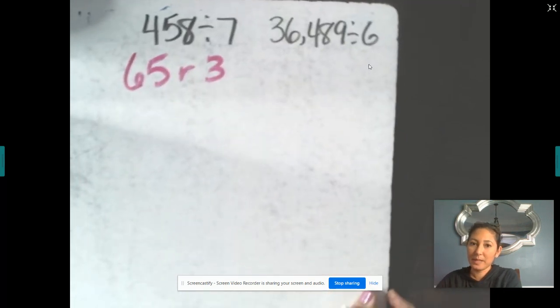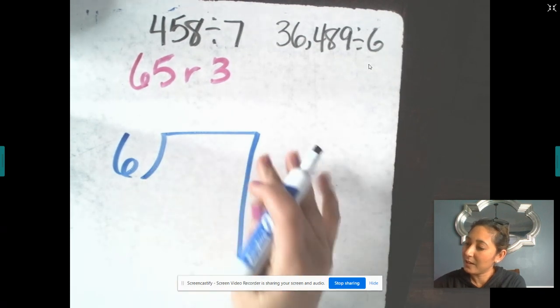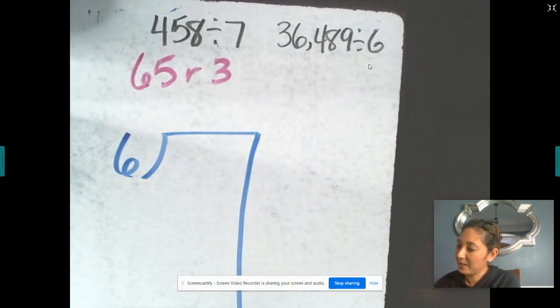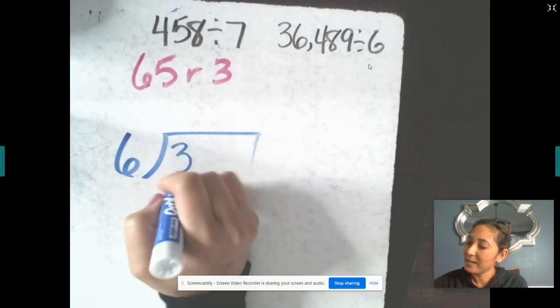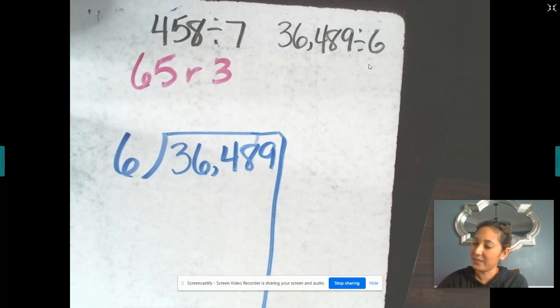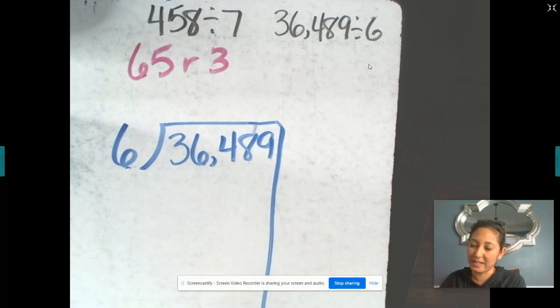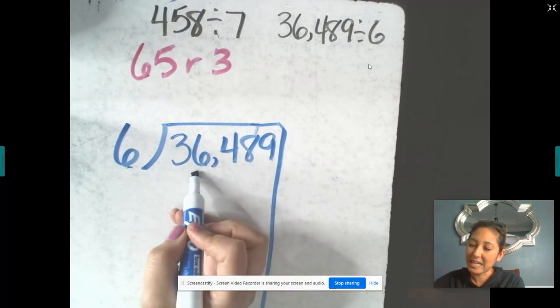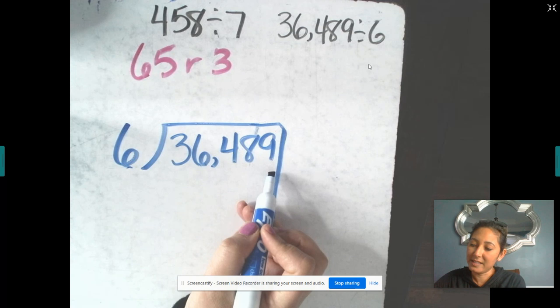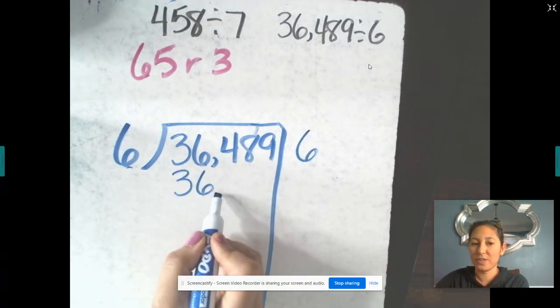And then the next problem is a 10,000s division problem. So let's set up the big 7. Might need a little bit more room than that. 36,489. There we go. And, off the top of my head, I see this 36. 6 times 6 is 36. But since this is in the 10,000s, if I just use 6, that would give me 36 here, right?